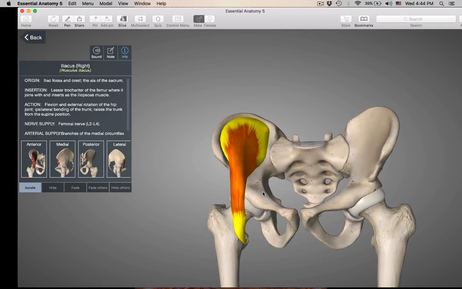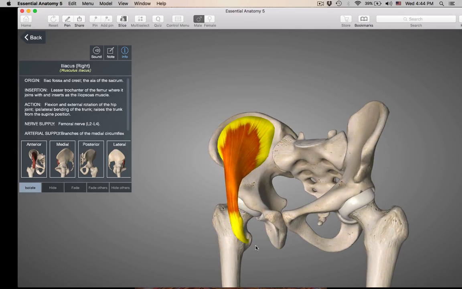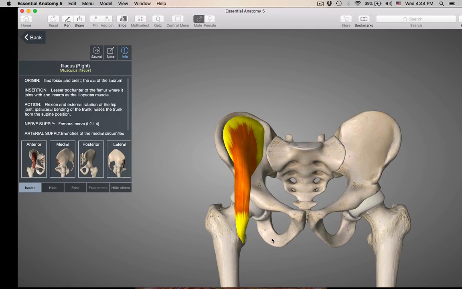Its insertion is also on the lesser trochanter, so it and the psoas major are both inserting on the lesser trochanter of the femur. So again, I to O. Remember this was your iliac fossa? So the muscle, the iliacus, is right there in that iliac fossa. I to O, it's going to be lifting that femur upwards.